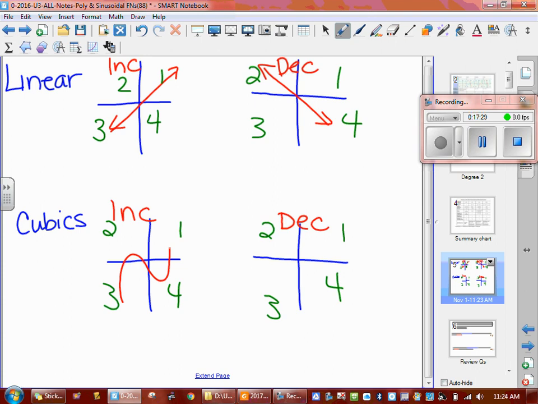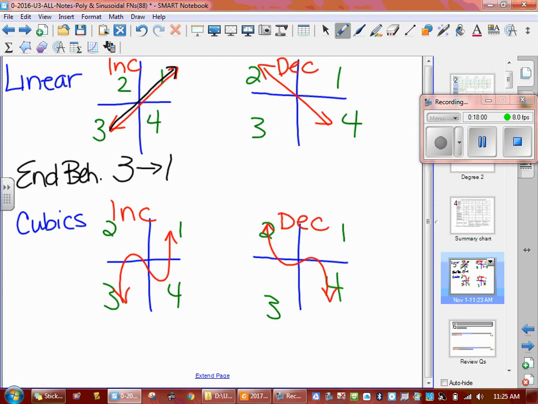So when I take a look at my end behaviors, that's talking about the tails and which ends they point. Where does the graph start? Where does it end? We graph things according to left to right, the same way we would read a book. If I look at the end behavior for a linear, for an increase, it's going from 3 to 1. That means quadrant 3 all the way up to quadrant 1. If I look at my cubics, it's also going 3 to 1 for an increase. These will always match, 3 to 1.